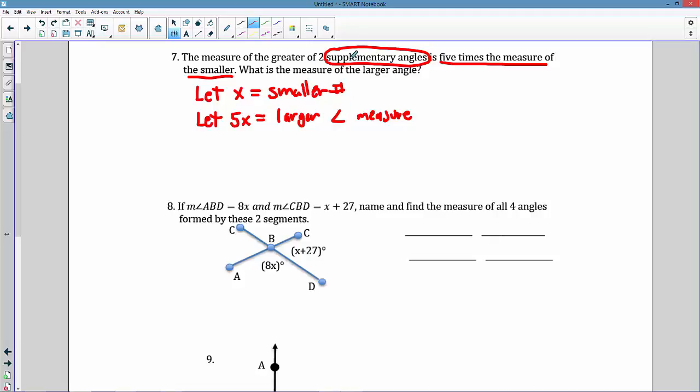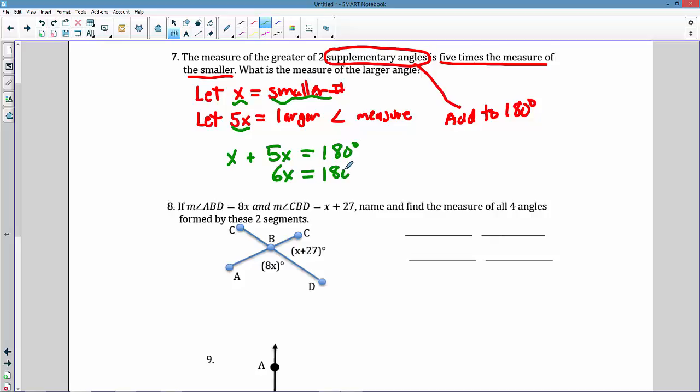Okay, so what does supplementary mean? Supplementary means they add to 180. So how are you going to get an equation out of this? They're not equal to each other like in the previous problems. So they add to 180. They, meaning the smaller angle and the larger angle. So you're right. X, the smaller, plus 5x, the larger, add up to 180 degrees. That's what makes them supplementary. So 6x equals 180, and divide both sides by 6.